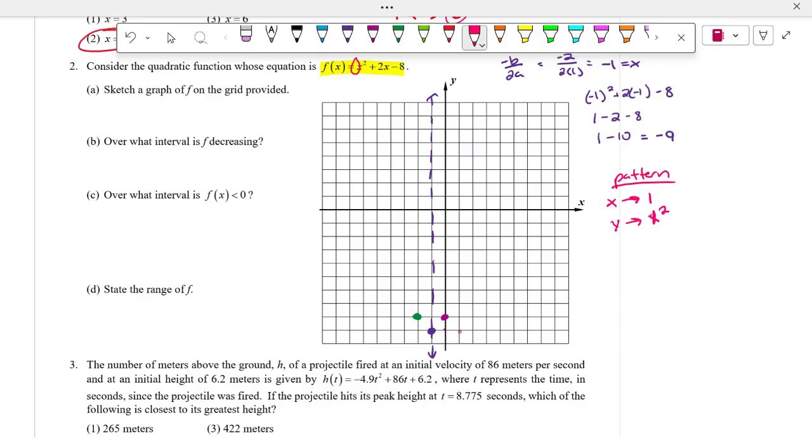So if I go out 2 from the vertex, how much up do I go? 4. So 1, 2, 3, 4. Find its symmetrical buddy. If I go out 3, how many am I rising? 9. So there's 4, 5, 6, 7, 8, 9. And then I find its symmetrical buddy. I know we just got the zeros, but let's go ahead and get the one more. So if I go out 4, how many do I go up? 16. So that's 9, 10, 11, 12, 13, 14, 15, 16.